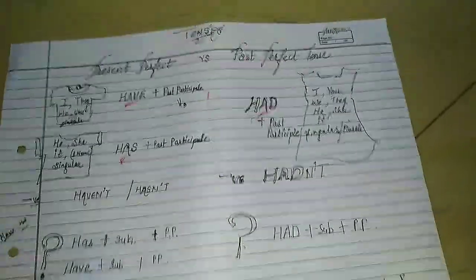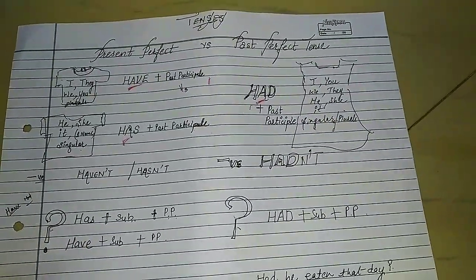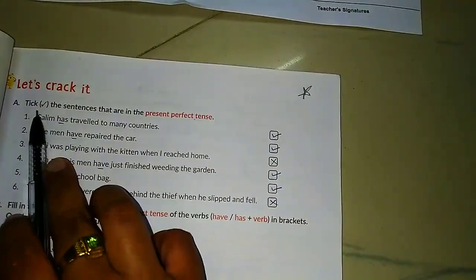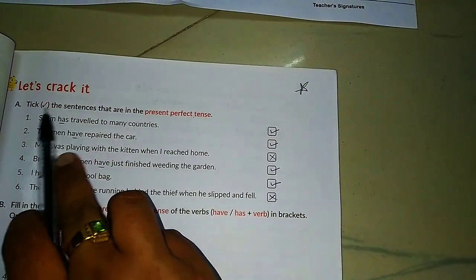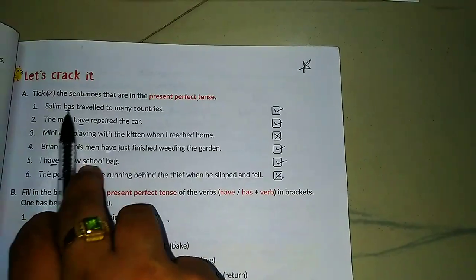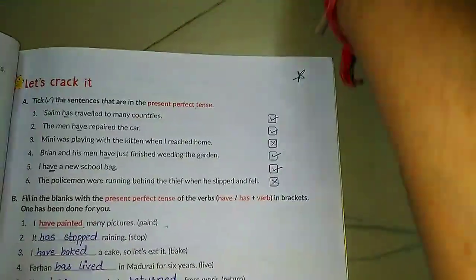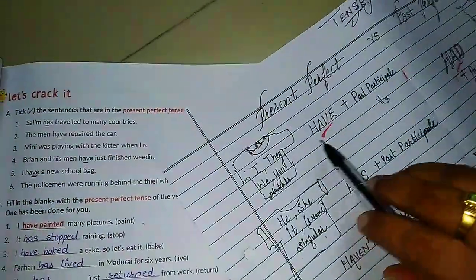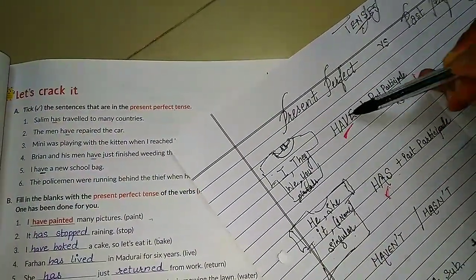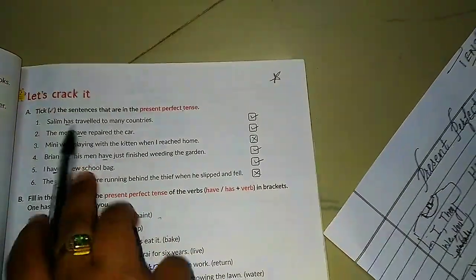Now let's do some exercise from your book, Grammar Right. Okay, let's see this exercise. I hope you can see that. What you have to do? You have to tick the sentences that are in the present perfect tense. So Salim has आया यहाँ पे. So has we have already discussed. Has with the singular subject, and present perfect means has और have तो आएंगे ही हमारे पास. Salim has आ गया.